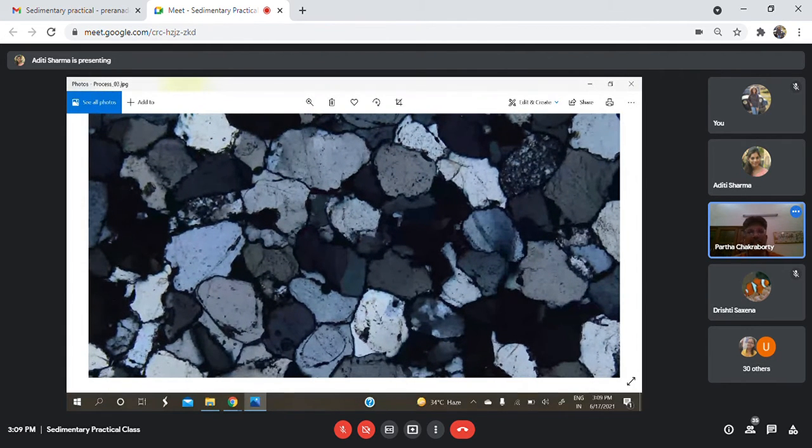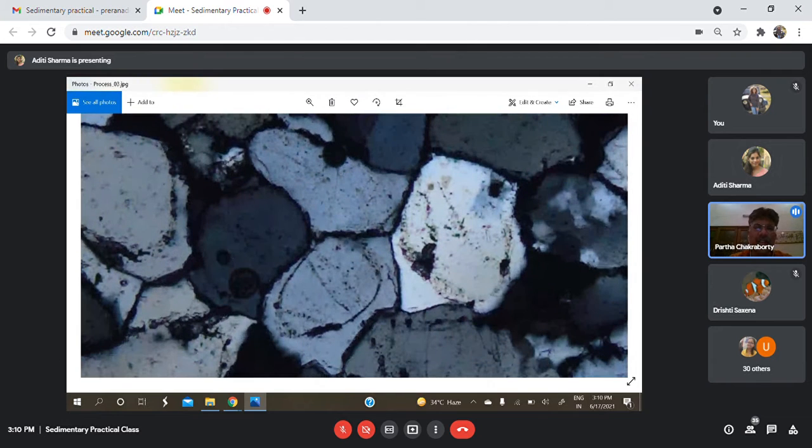And you can see a lot of cement, the silica cement. There is almost no matrix content, and the cement content is quite high. You can see this grain has cement all round. There is a dust line all along the grain and the cement on all sides of the grain.